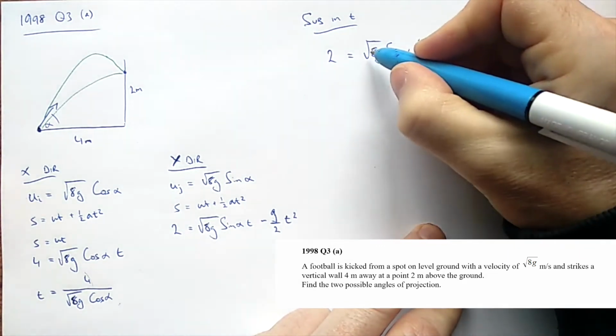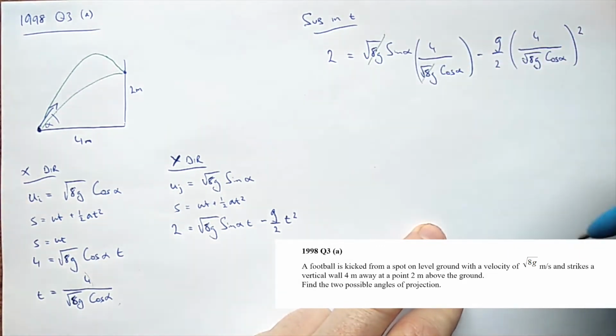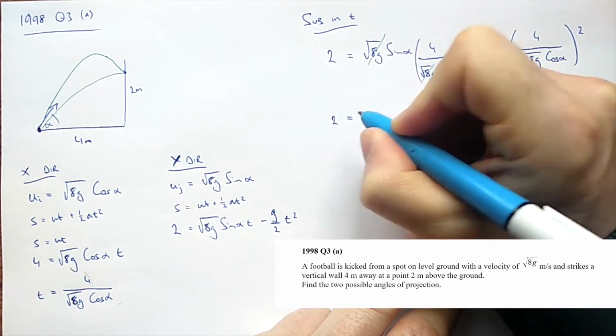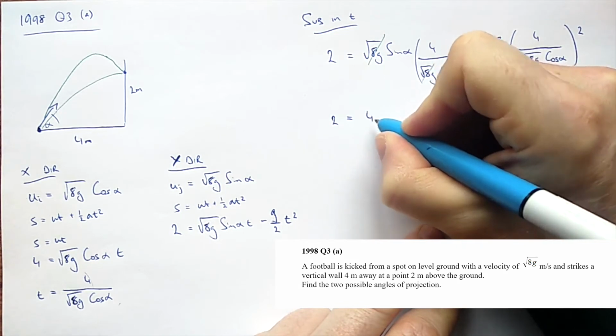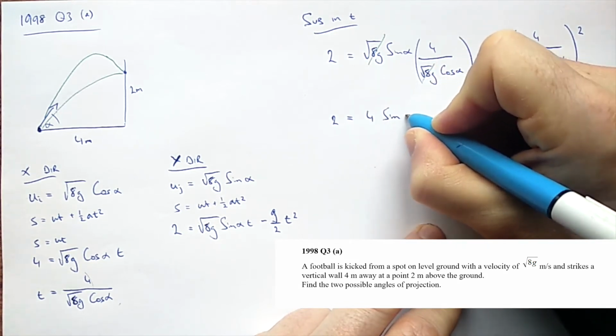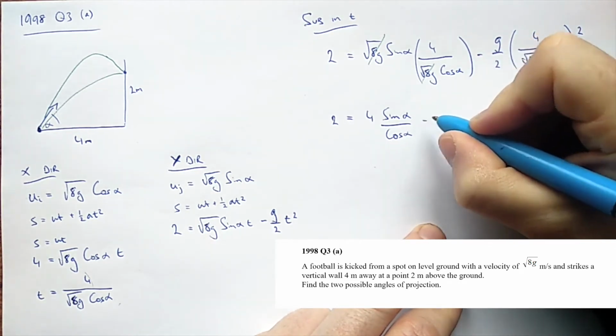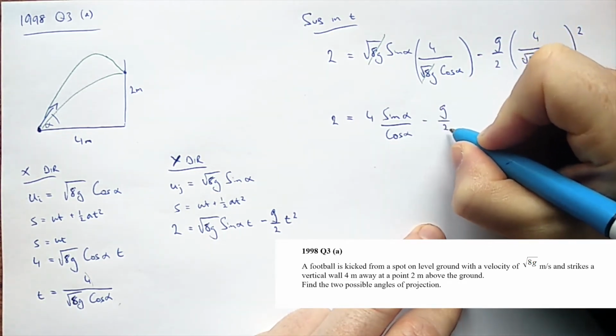Looking at this here straight away, root AG, gone. So that one is going to get prettier. So we have 2 equals 4 sine alpha over cos alpha, minus g over 2.